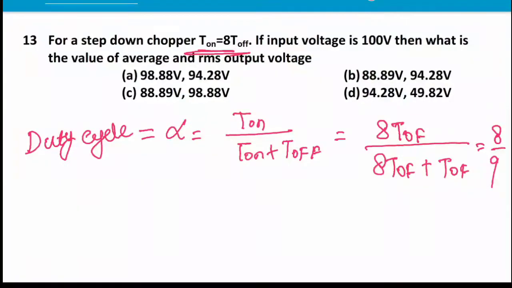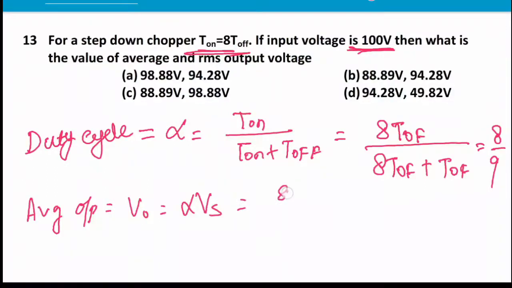And average output voltage will be alpha into V source. V source is given 100 volt. So what will be its value? 8 by 9 into 100, and this will be equal to 88.89 volt. So average voltage is 88.89 volt.